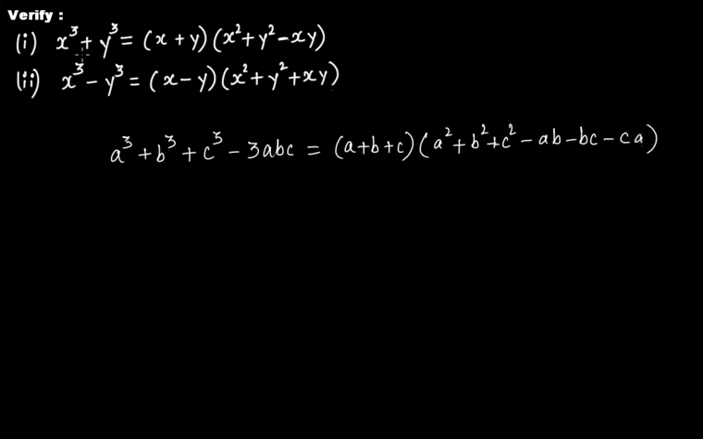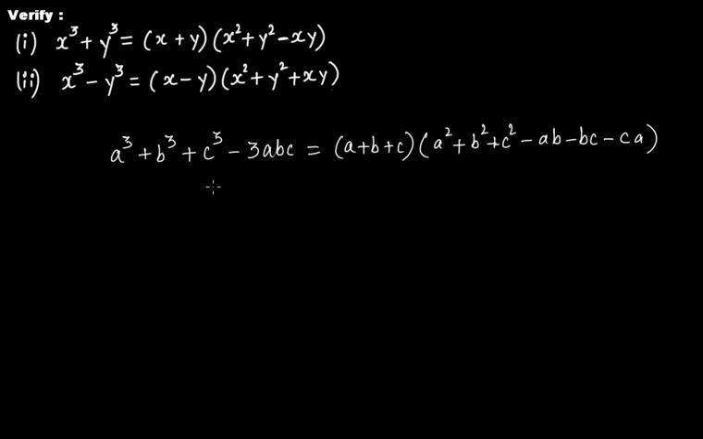Now, we have x cubed plus y cubed. Let's say that it is a cubed plus b cubed. Basically, you don't have to look for variables. Variables can be different. Here you can have r cubed plus s cubed plus t cubed. Here you can have x cubed plus y cubed plus z cubed. Here you can have e cubed plus f cubed plus g cubed. Variables don't matter. What matters is this pattern, like it should be cubed plus cubed plus cubed and then minus 3 times the 3 variables.